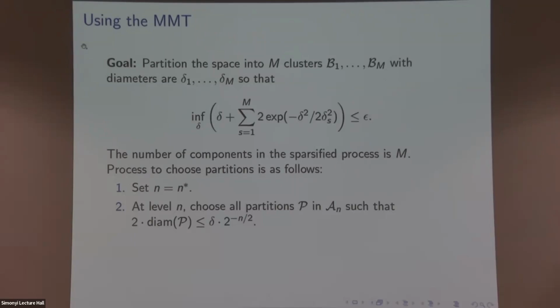Then at the nth level, we choose all the parts, not the partitions. Choose all the parts in your partition whose diameter is noticeably smaller than 2 to the minus n over 2. 2 to the minus n over 2 is like the bound we do not want to choose, so I'm just choosing a little smaller than that: delta times 2 to the minus n over 2. That's what I'm going to do.